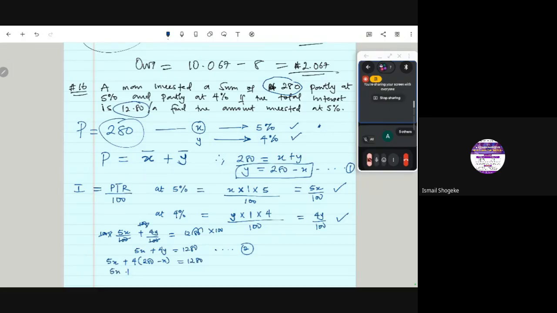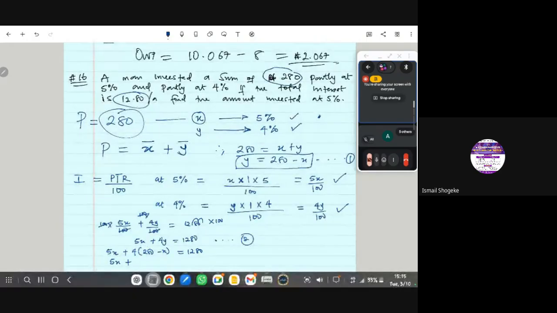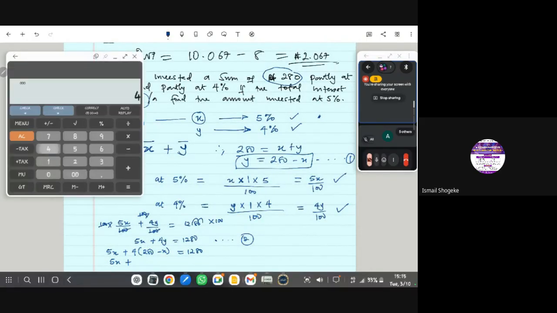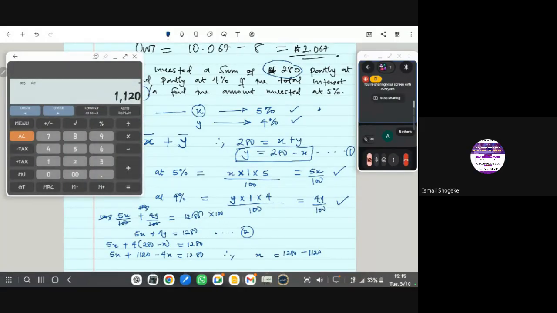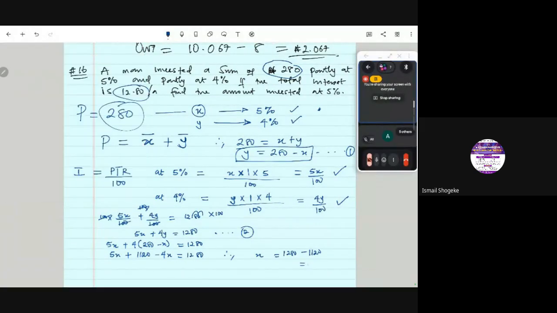So 5x plus 4 times 280, 4 times 280, 1120 minus 4x is equal to 1280. So 5x minus 4x, that's x. Then bring 1120. So you have 1280 minus 1120. So 1280 minus 1120. That gives us what?